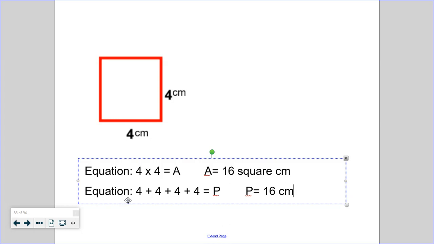I'm sorry it's not labeled better. I just noticed that it's not labeled real well. Just note, A means area, P means perimeter.